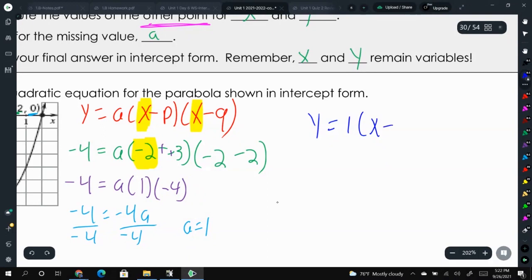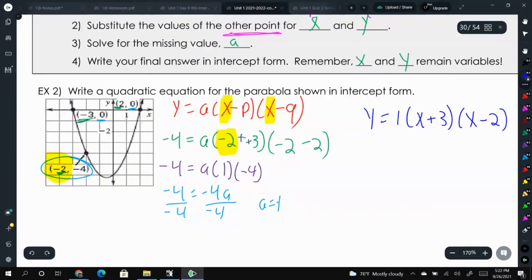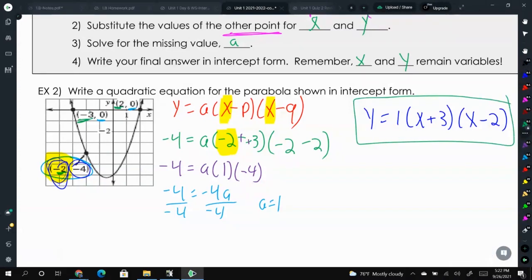x minus -3, so x plus 3. x minus 2. And we're done. And again, like I said before, you could get out your graphing calculator and double check by plugging in -2 for x and see if you get -4 for y in this equation here.